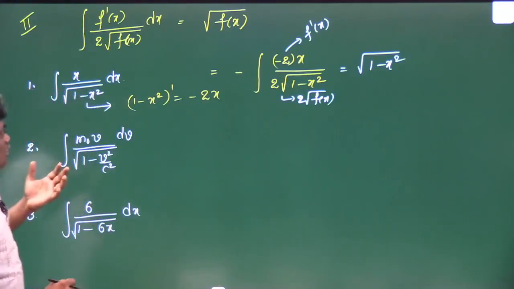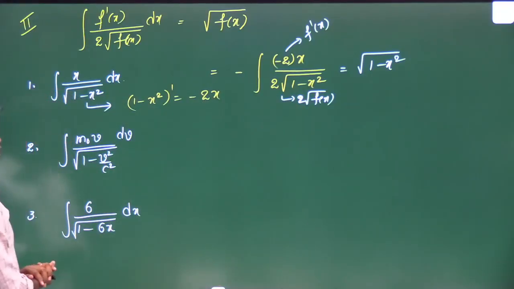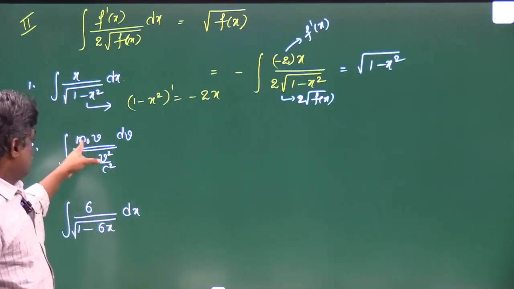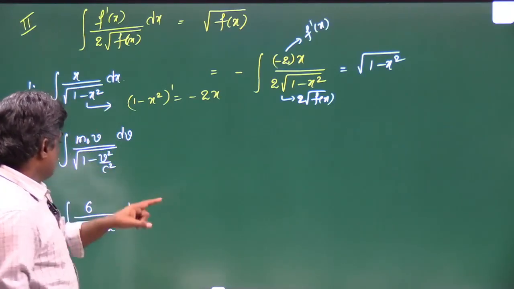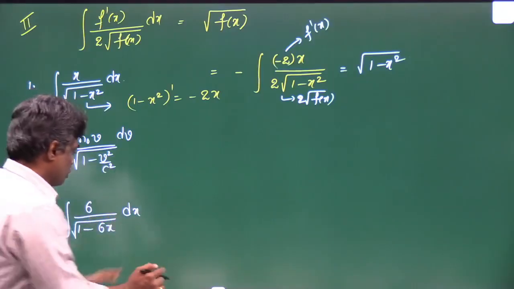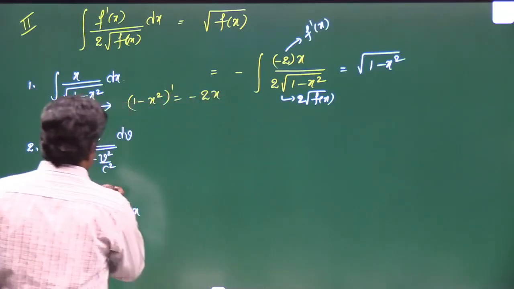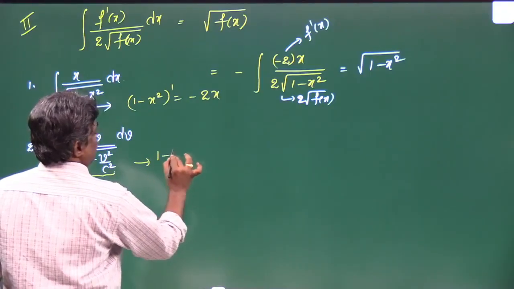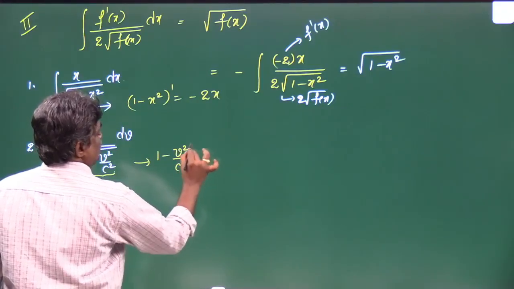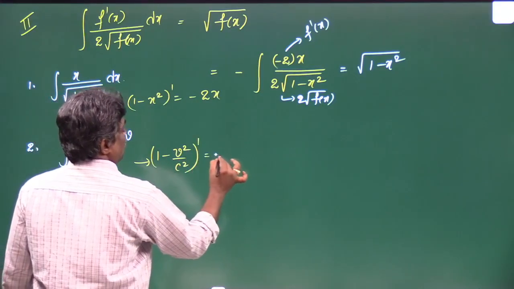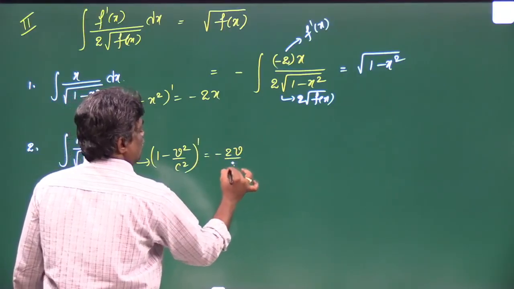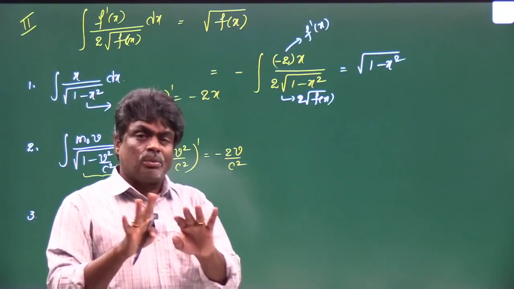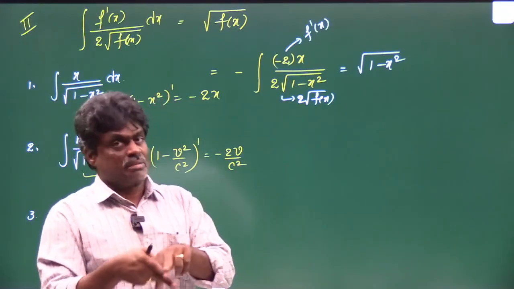Okay, so one more question I will explain. The next one at least do it yourself. Now see this, integral m naught v dv by under root 1 minus v square by c square. Don't take tension, first take the function. Just check the derivative. 1 minus v square by c square derivative is simply minus 2v by c square, because it's a constant. A constant we have to neglect only whenever it is in addition or subtraction.